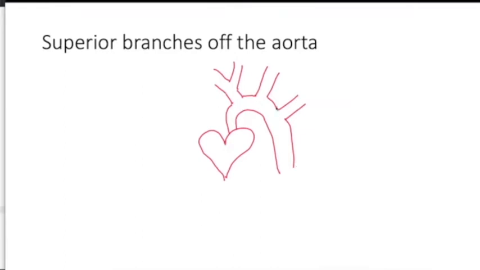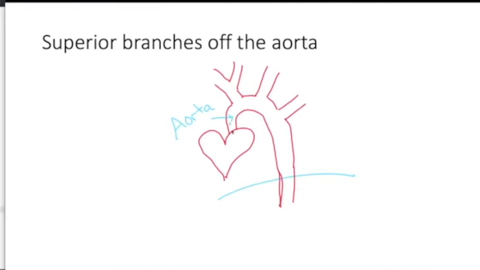Usually we call this part the ascending aorta, this part the aortic arch, and then this part the descending, we would say thoracic in this area. And then when you cross the diaphragm, then we call this the abdominal aorta. Okay, so there's three major branches off of the aorta.